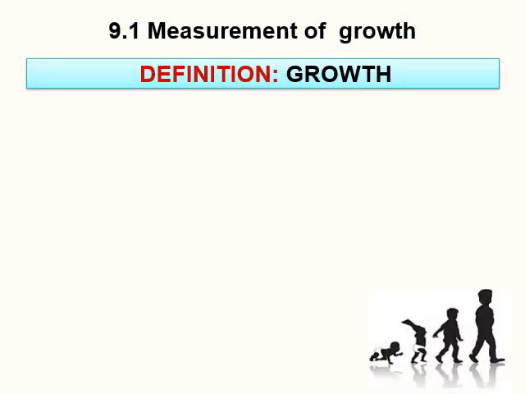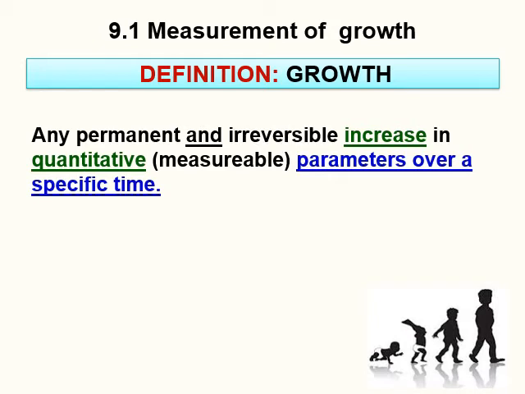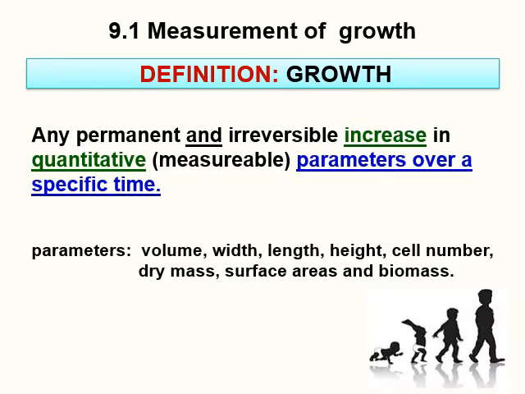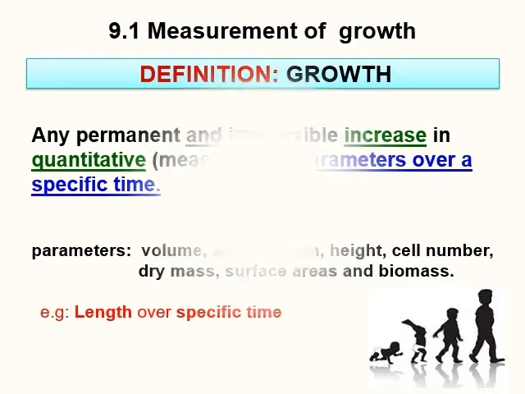What is growth? Growth is any permanent and irreversible increase in a quantitative parameter over a specific time. Quantitative means measurable, something that can be measured. Quantitative parameters are such as volume, width, length, height, cell number, dry mass, surface area, and biomass. For example, we can measure length over a specific time for measuring growth.